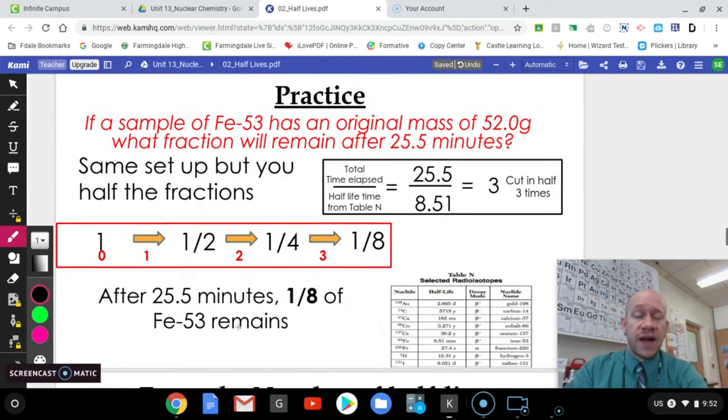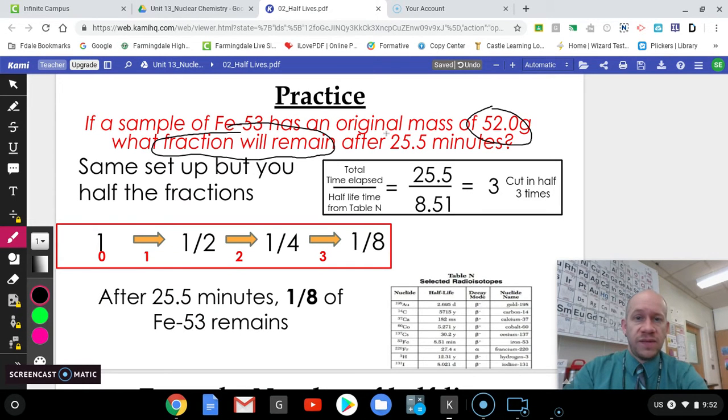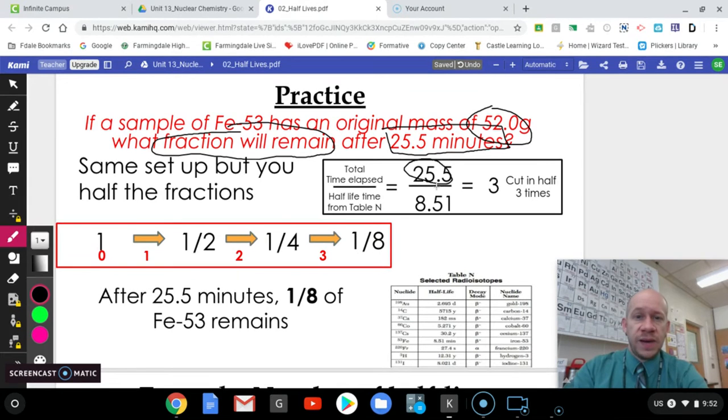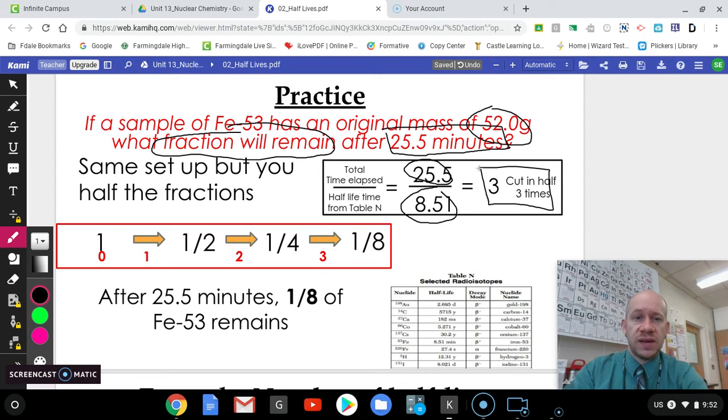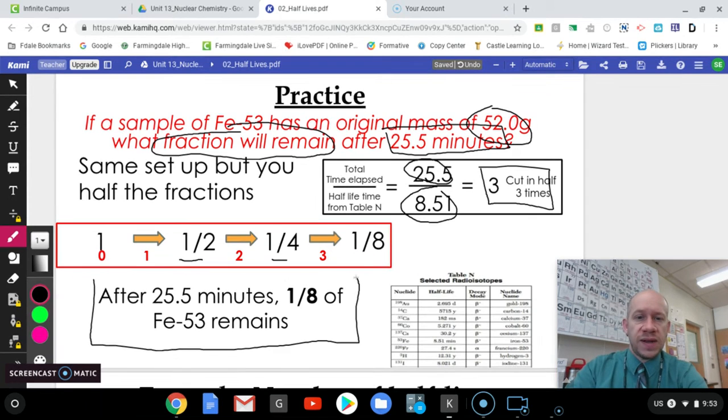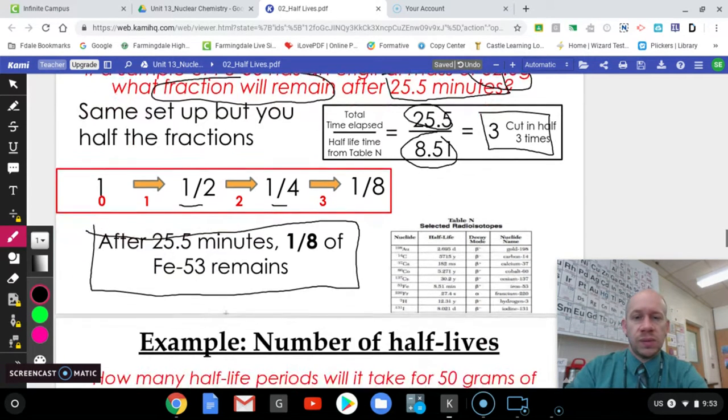So if a sample of iron-53 has an original mass of 52 grams, what fraction will remain after 25.5 minutes? The first thing is to take our total time and divide it by the half-life found on table N. So that's 3 half-lives. If I start with 1 half-life, that would leave me half. 2 half-lives would leave me a quarter, and 3 half-lives would leave me 1/8. So after 25.5 minutes, 1/8 of iron-53 remains.